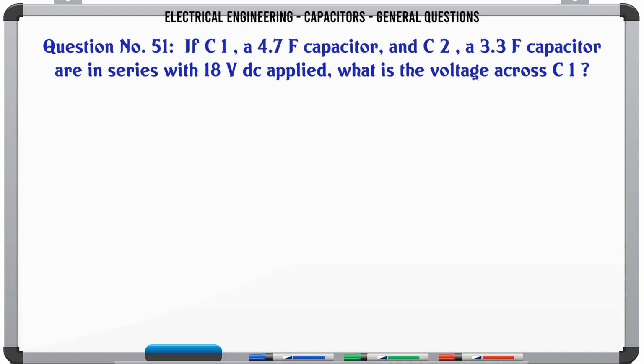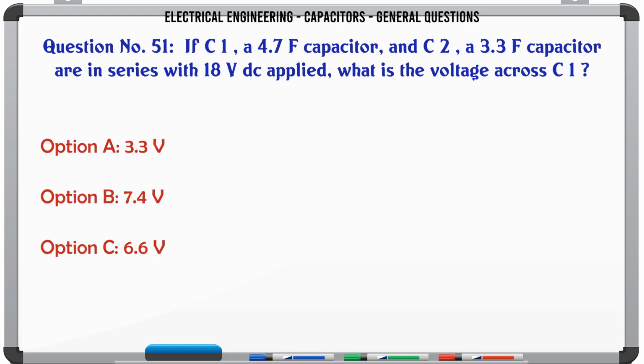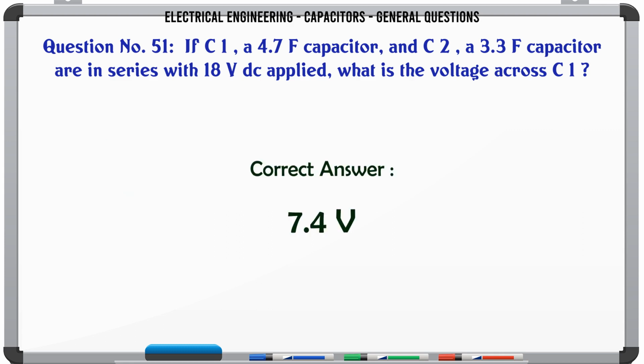If C1, a 4.7 µF capacitor, and C2, a 3.3 µF capacitor, are in series with 18 V DC applied, what is the voltage across C1? A. 3.3 V. B. 7.4 V. C. 6.6 V. D. 9.4 V. The correct answer is 7.4 V.